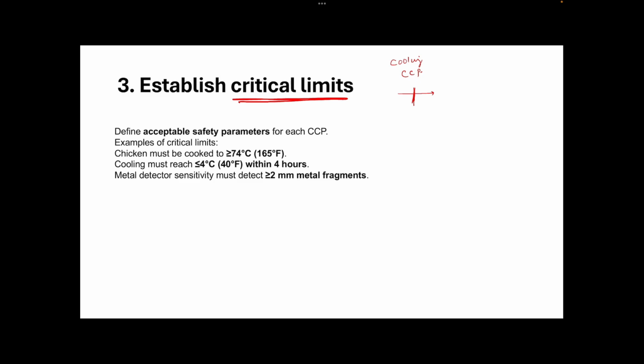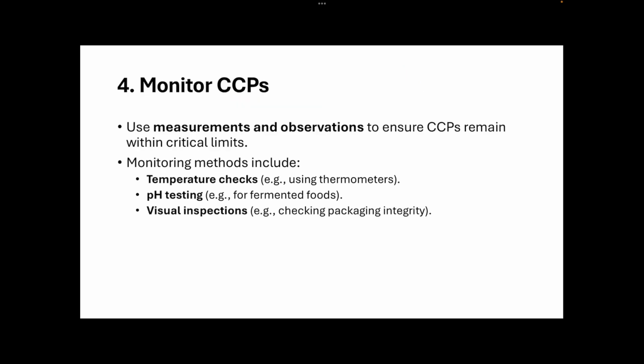For example, chicken must be cooked to 74 degrees Celsius or higher. So you say, okay, did the internal temperature reach 74 degrees Celsius? If yes, it can move on. If no, it cannot move on. Or cooling must reach below 4 degrees Celsius within 4 hours. Or metal detector sensitivity must detect anything greater than a 2 millimeter metal fragment, right? So these are some examples of establishing the limit. But you have to be able to measure what you are controlling.